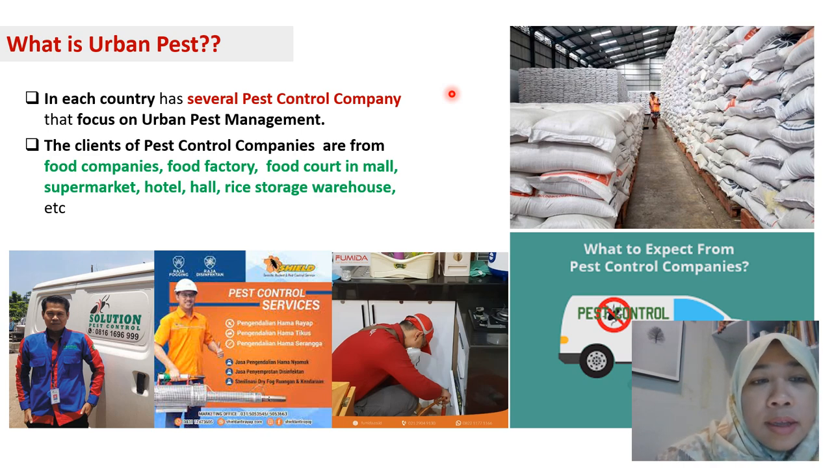The clients of pest control companies are food companies and food factories, food courts in malls, supermarkets, hotels, halls, rice storage warehouses. This is the bulk warehouse. This is a lot of rice. And if there is no fumigation, if there is no management, this rice would be attacked by rats and by store pests. The result is the rice will be damaged, could not be consumed by the customer, and will have bad quality.